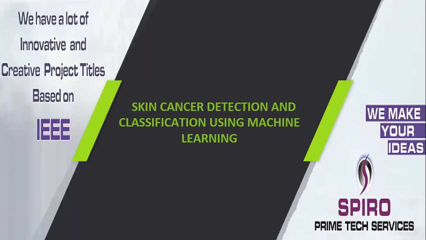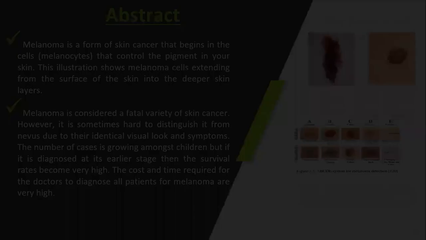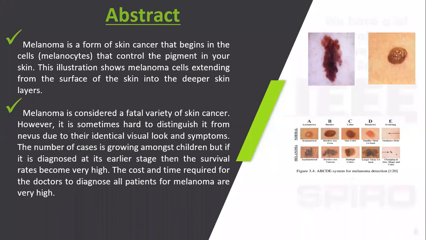Project code ITIMP 13. Project title: Skin Cancer Detection and Classification using Machine Learning. In this project, our aim is to detect skin cancer or melanoma. First of all, what is skin cancer?